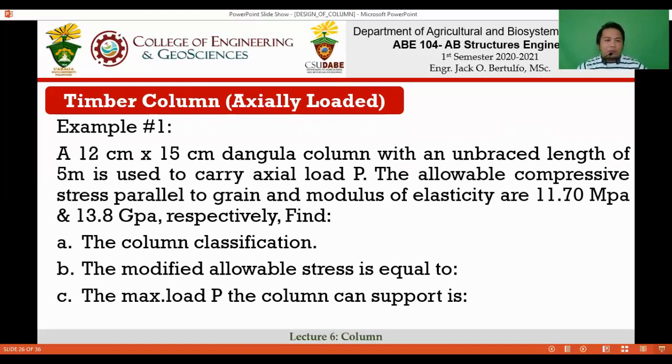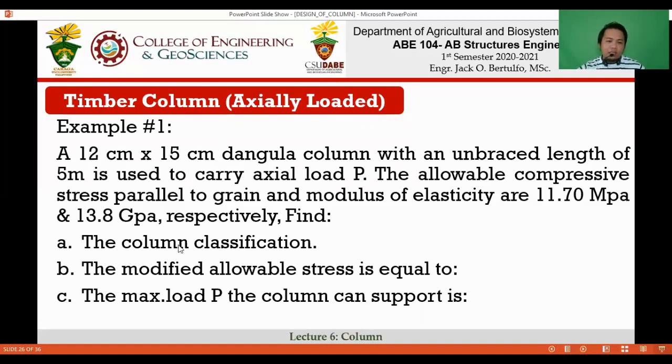So first example. A 12 centimeter by 15 centimeter triangular column with an unbraced length of 5 meters is used to carry axial load P. The allowable compressive stress parallel to grain and modulus of elasticity are 11.70 MPa and 13.8 gigapascal, respectively. Find the column classification, the modified allowable stress, and the maximum load P that the column can support.